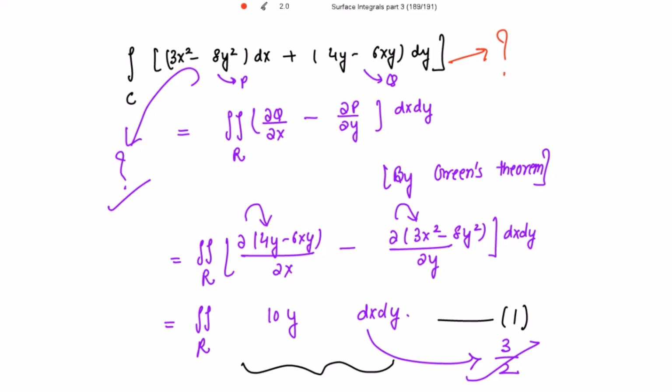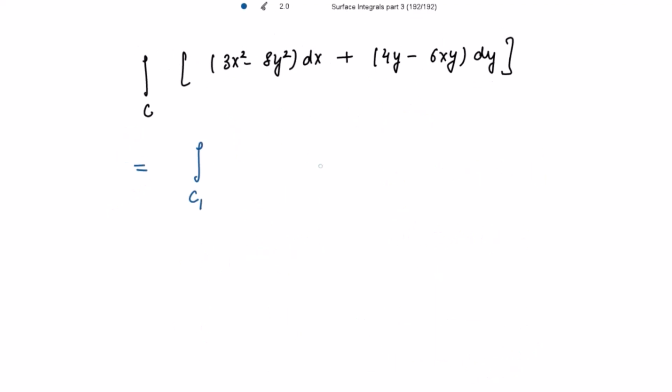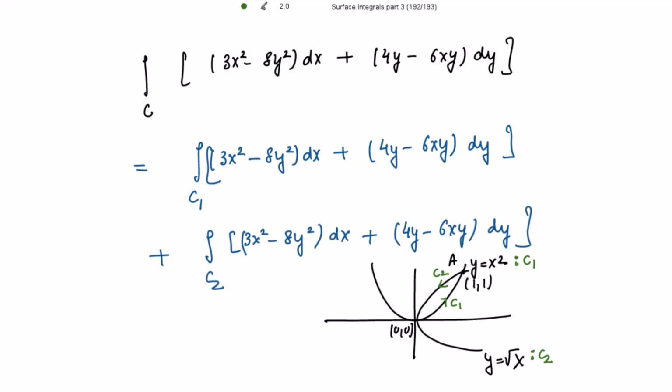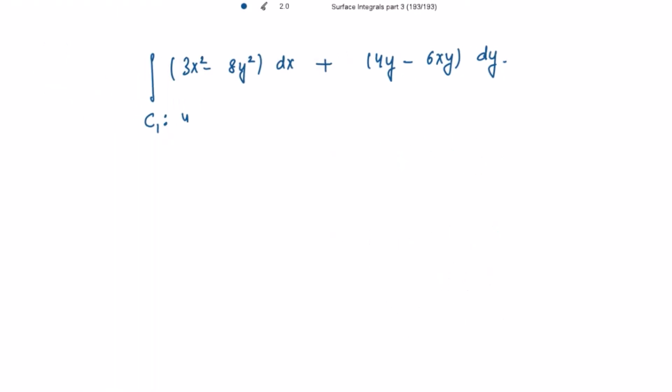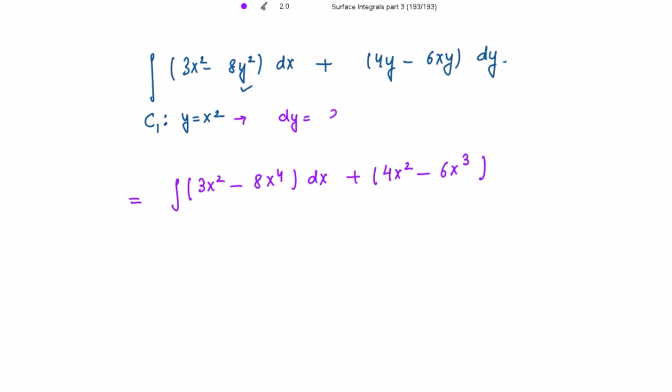Let's evaluate this left hand side integral now. The integration over C1 plus the integration over C2. Let me first evaluate this integral and then evaluate the other integral, and then we add these two. The curve C1 is y equal to x square. So this is equal to the integration of 3x square minus 8 into y square, which becomes x to the power 4, dx, plus 4x square minus 6x into x square, that becomes x cube, dy. Here dy is 2x dx.